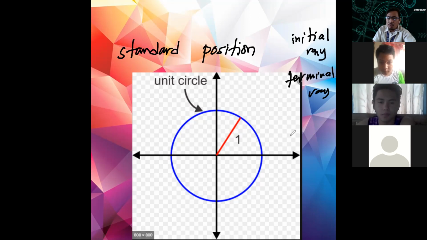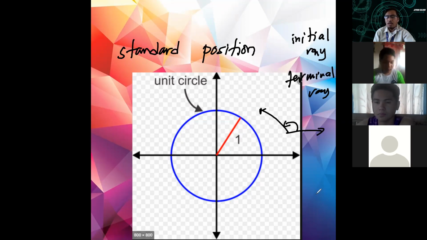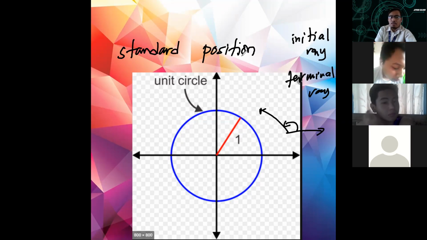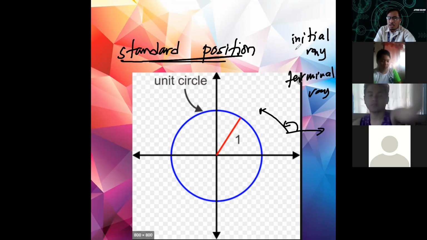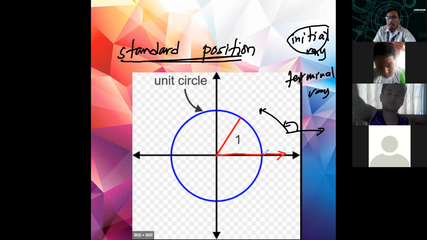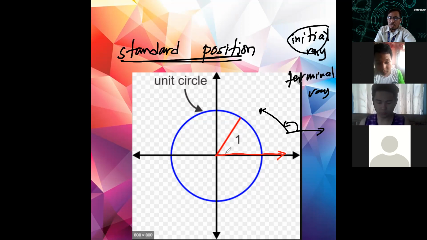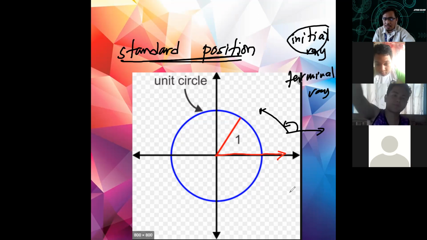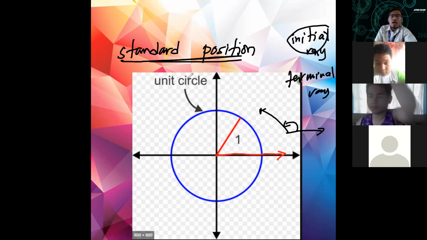Where you start and where you stop, this is the initial ray, this is the terminal ray. That is your angle. Okay, an angle is in standard position if the initial ray is on the positive x-axis. If your initial ray is there, then that angle is in standard position. Okay, always bear in mind, an angle is in standard position if the initial ray is lying on the positive x-axis. And one more thing, a unit circle.